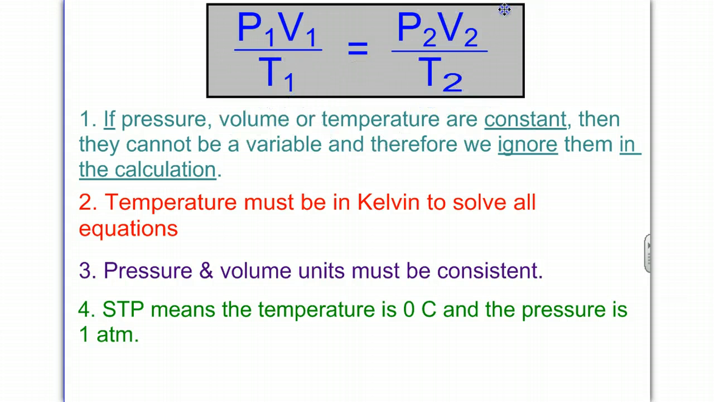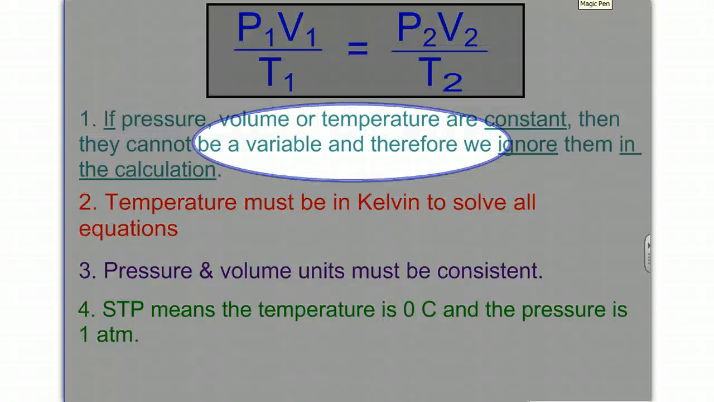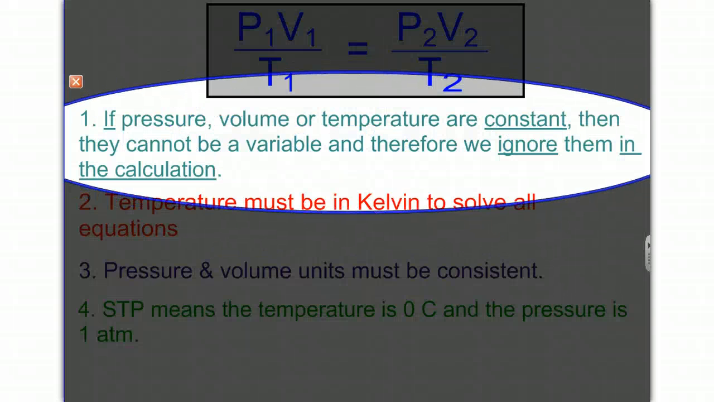So with a given initial pressure, volume, and temperature, if we were to change the temperature, then that will affect what the new pressure and volume would be. There are several rules that need to be adhered to when doing these calculations. If pressure, volume, or temperature are constant, then they cannot be a variable, and therefore we ignore them in the calculation.